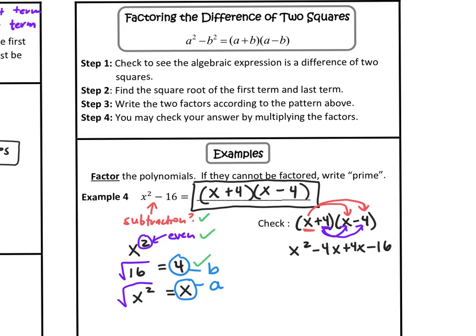What happens to these two? What's negative 4x plus 4x? These will cancel. And so I'm left with x squared minus 16. So isn't that the original equation? Yes. And what did we do? All we did was we square rooted the 16 and square rooted the x squared, and then just use this kind of template, right?